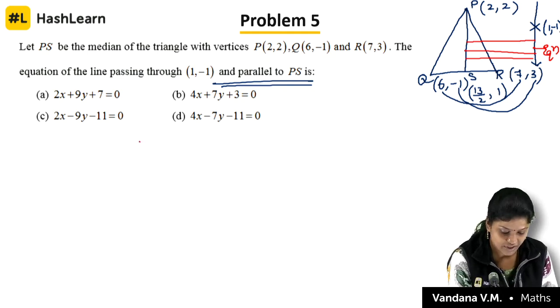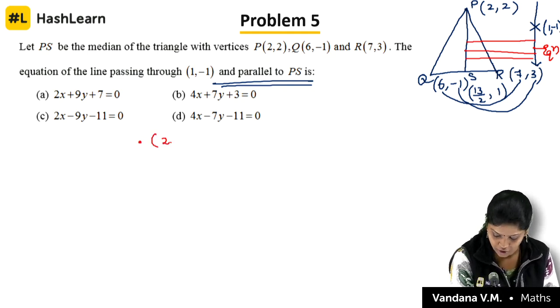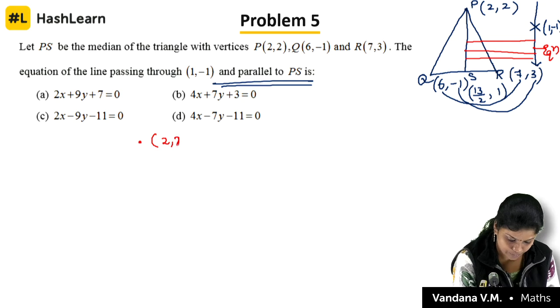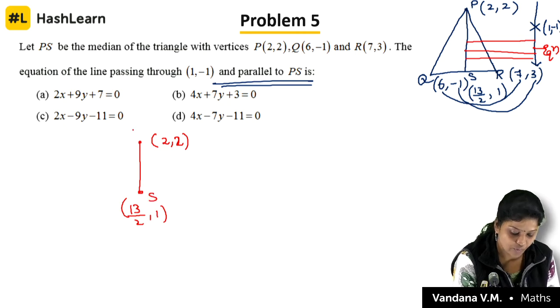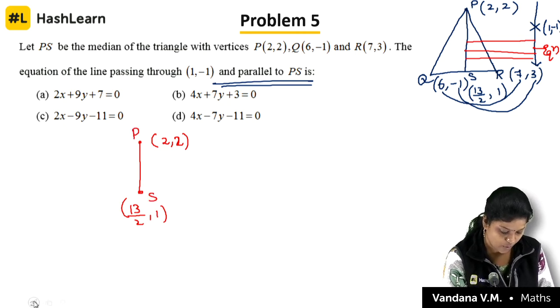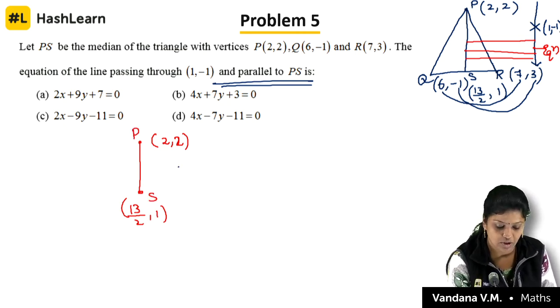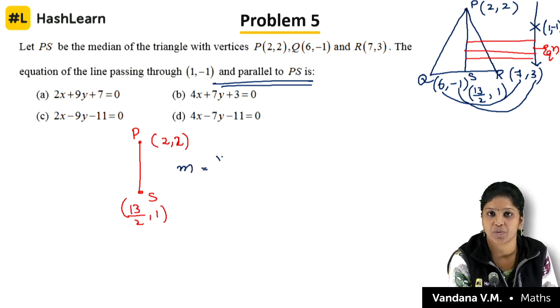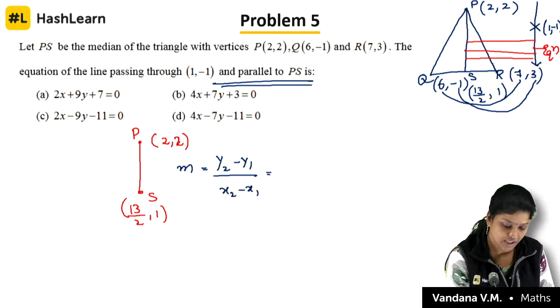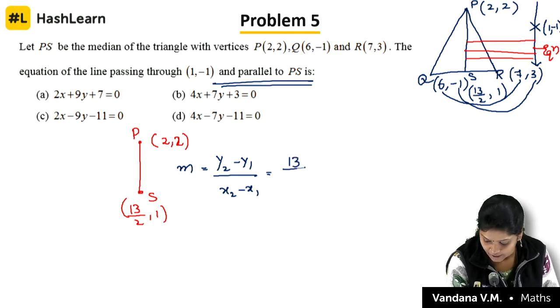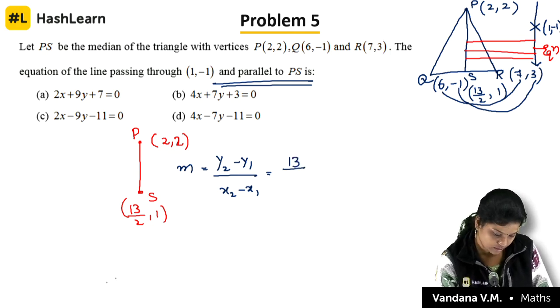So see here, this is P, right? P is what? 2, 2. S is what, children? 13 by 2, comma 1. So whenever it is passing through 2 points, how to find out the slope? The slope is equal to y2 minus y1 by x2 minus x1. So first find out the slope of this, y2 minus y1. 13 by 2, so it is x2.